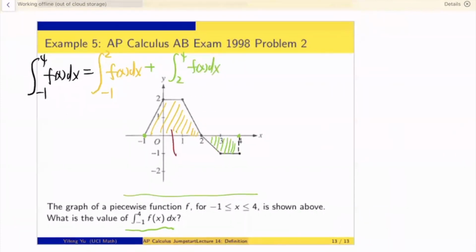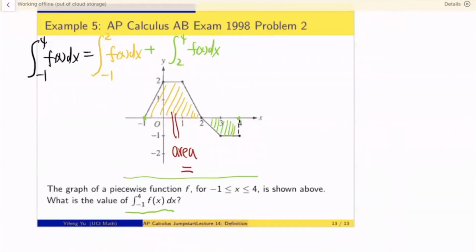For this first part, it's positive, so it's just the regular area. This is a trapezoid. The top side is 1, plus the bottom, which is 3, multiplied by the height, divided by 2. So the area of this one is 4.